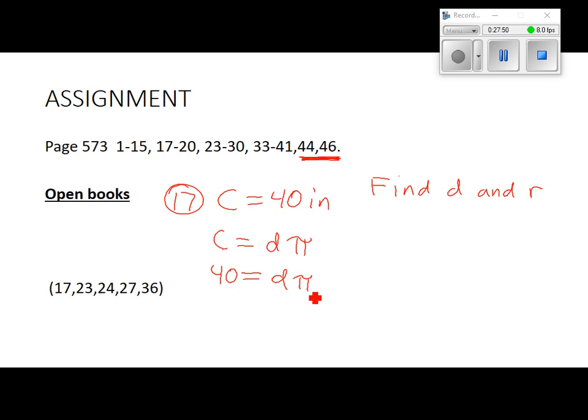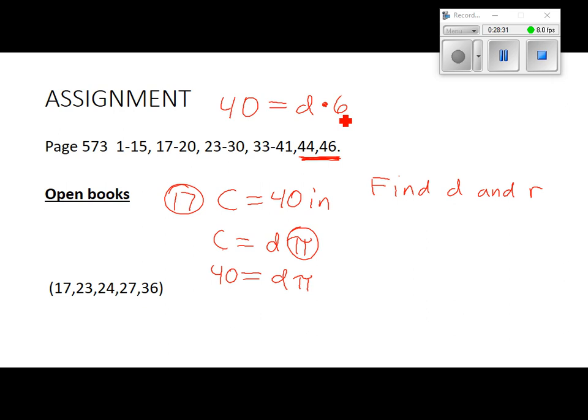We don't know the diameter, we're trying to find the diameter. How can I get that diameter on the side by itself? This is a problem a lot of students have when they see this. Is pi a variable? No, that's just a number, but it's a symbol that stands for some certain number. So what if I gave you this? 40 equals diameter times 6.